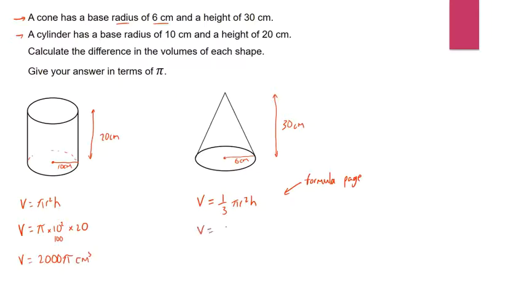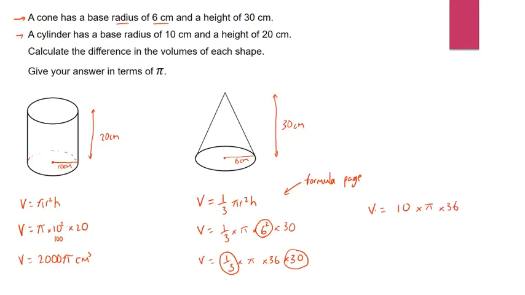And then the volume of the cone here, we're going to multiply 1/3 by pi by the radius squared, so 6 squared. Multiply that by the height, which is 30. Now I know here that 6 squared is 36. So it's going to be 1/3 times pi times 36 times 30. And when I find 1/3, I divide through by 3. So if we have a look at this 1/3 and this 30, then I know that 1/3 of 30 is 10.